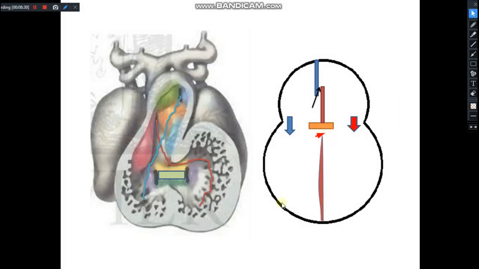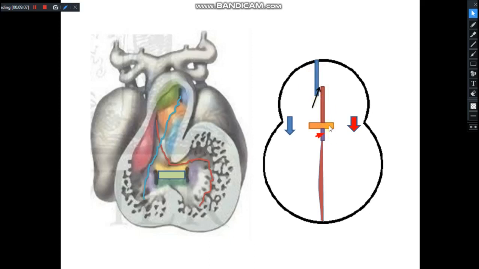Later on, this is closed by formation of the membranous septum, by the proliferation of the endocardial tissue from the septum intermedium and the top of the interventricular septum. That is the membranous part of the interventricular septum. When the membranous part is not completely formed, there will be a defect known as interventricular septal defect.